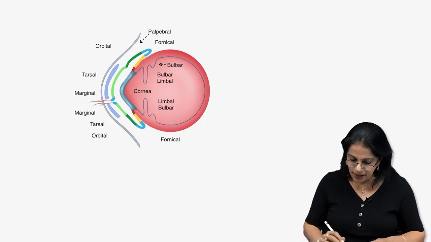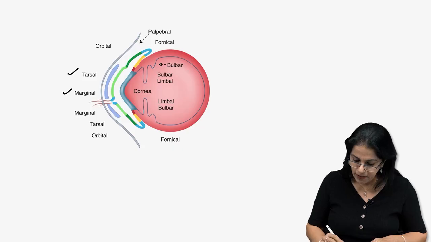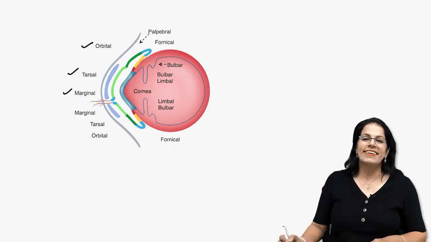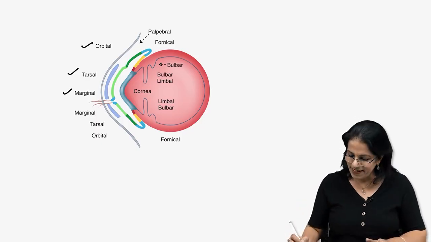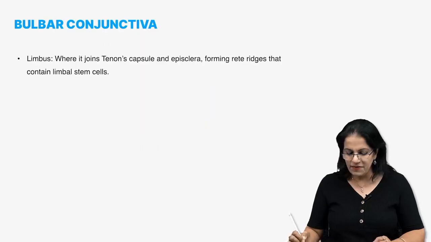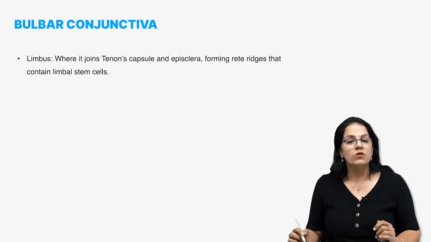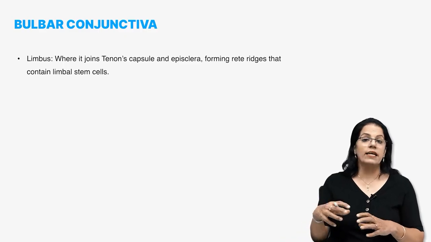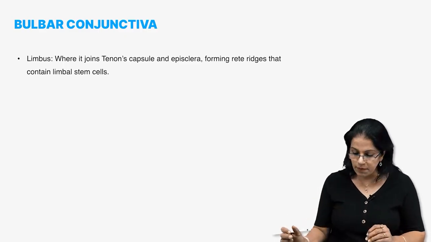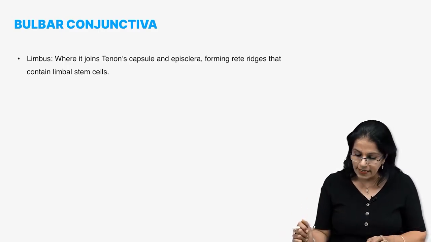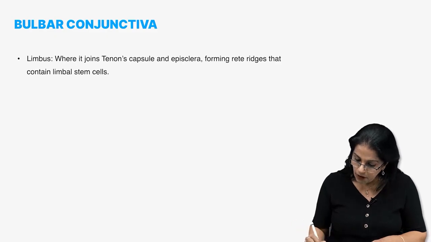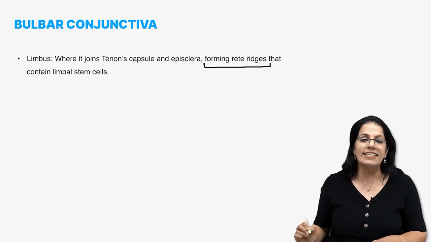Again, you can see the same parts of the palpebral conjunctiva here in the diagram. I am very sure you will find mine more simple and understandable. Anyway, both are good. Then we talk about bulbar conjunctiva. So, the bulbar conjunctiva at the limbus is actually fusing with the Tenon's capsule and the episclera, which I just told you are below this bulbar conjunctiva, and they form what you call rete ridges.